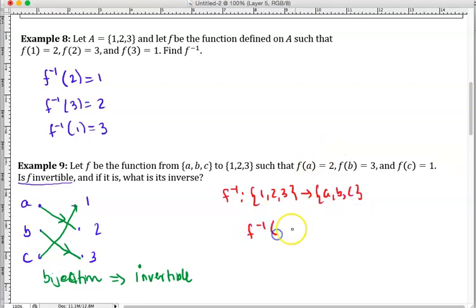So f inverse of 1 is going to go to C. Inverse of f of 2 goes to A, and inverse of f of 3 goes to B.